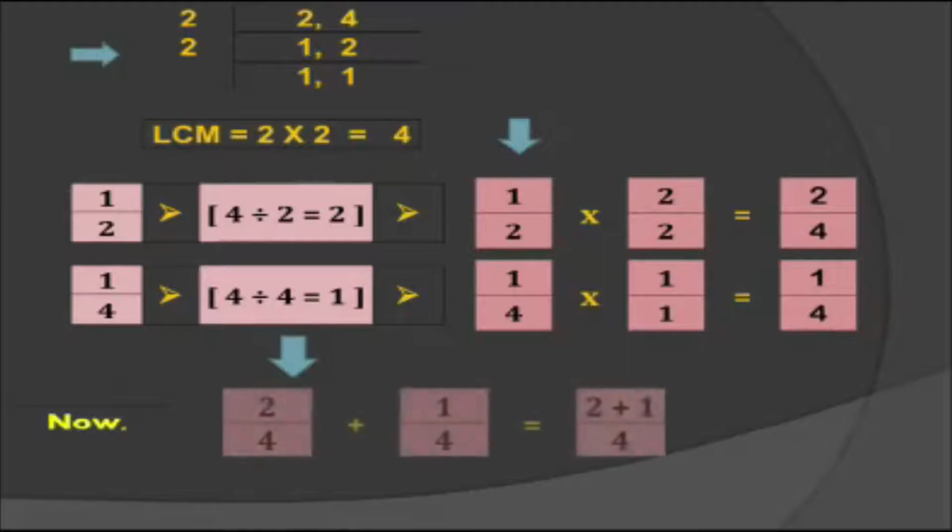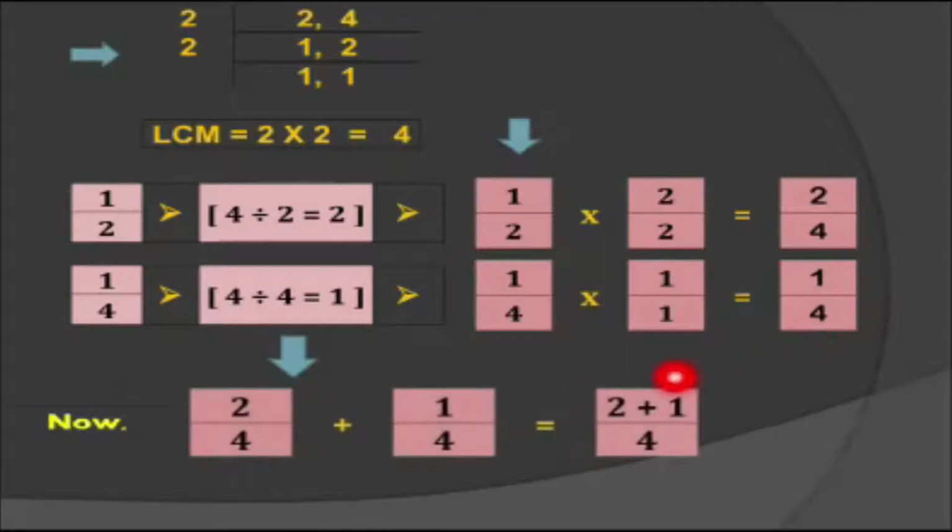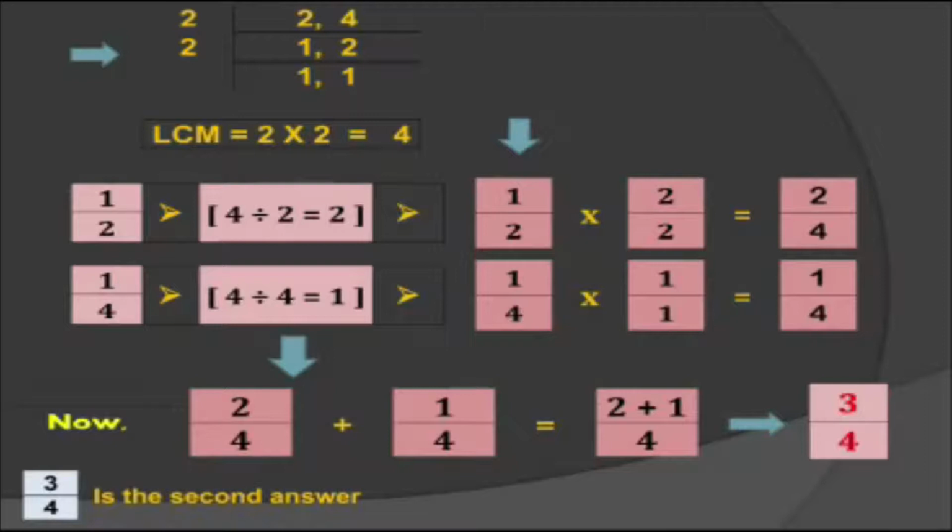Now we will add the numerators, and we will write the denominator as it is. So we are getting 2 plus 1 upon 4, so we get 3 by 4. We can consider 3 by 4 as the second answer, right?